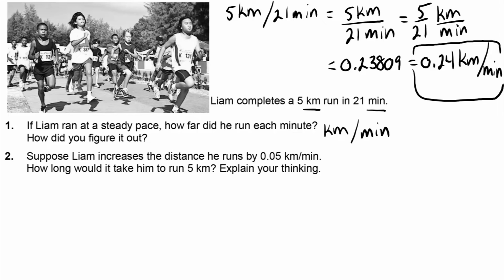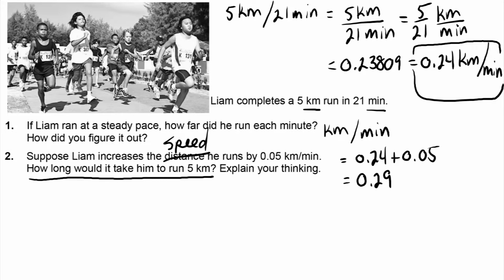Question 2. Suppose Liam increases the distance he runs by 0.5 kilometers per minute. Well, I think what they really wanted to say here is he increases the speed that he runs by 0.05 kilometers per minute, because obviously this is not a distance, this is a rate. So his new speed is going to be equal to 0.24 plus 0.05, which is, of course, 0.29. The second part of the question then says, how long would it take him to run the 5 kilometers?